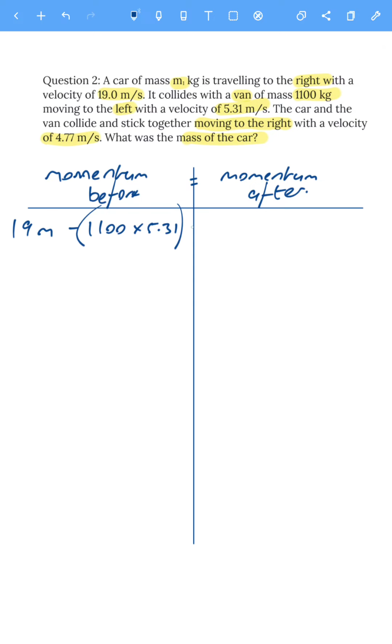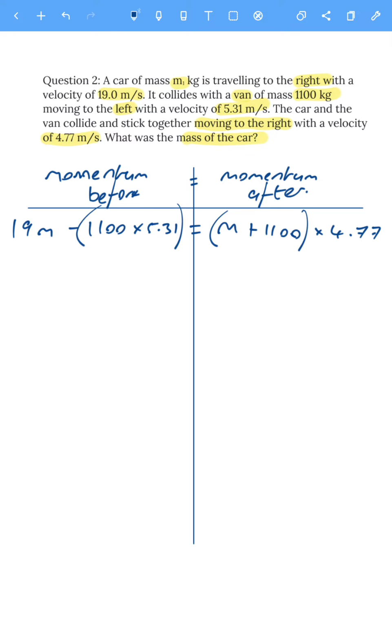So that's before the collision equals after the collision. We've got to add the masses. So that's going to be the unknown mass plus 1,100. Then we're going to multiply that by the final velocity, which is 4.77. Then all we need to do is to do some maths, multiply out a bracket and find m. So I'm going to do that now.